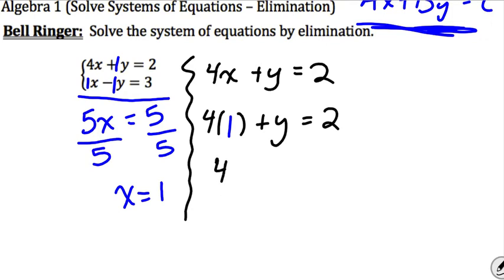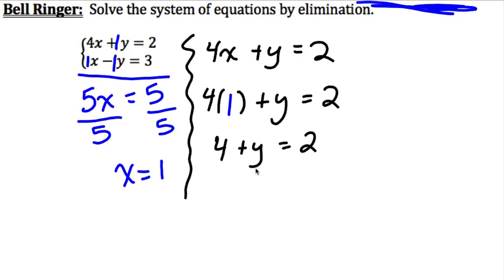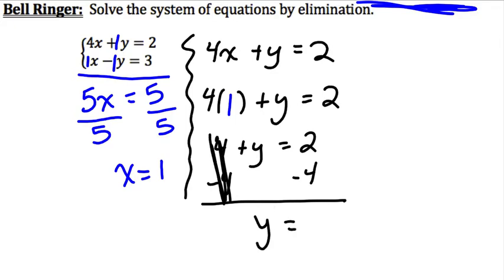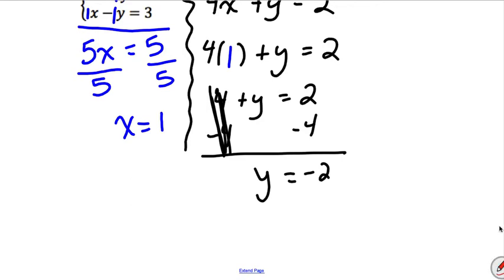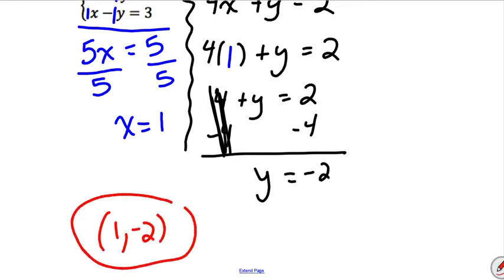4 times 1 is 4, plus y equals 2. And the last thing that I have to do is move the 4 over. And I'm going to do that by subtracting. This is a positive 4, so I need to do the opposite and subtract. 4 minus 4 is 0. Those are gone. Y equals 2 minus 4 is negative 2. So there are my two coordinates. Last thing I need to do is write them as a point, and I am finished.